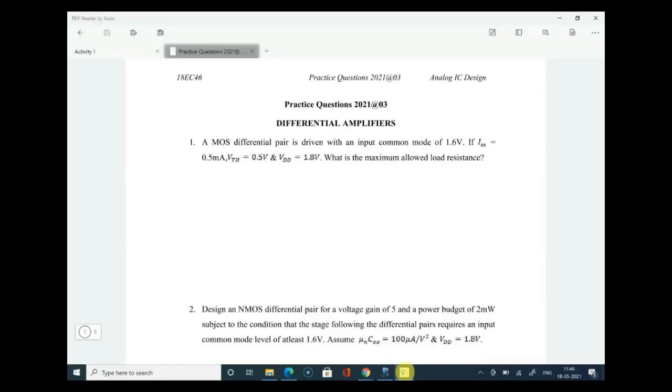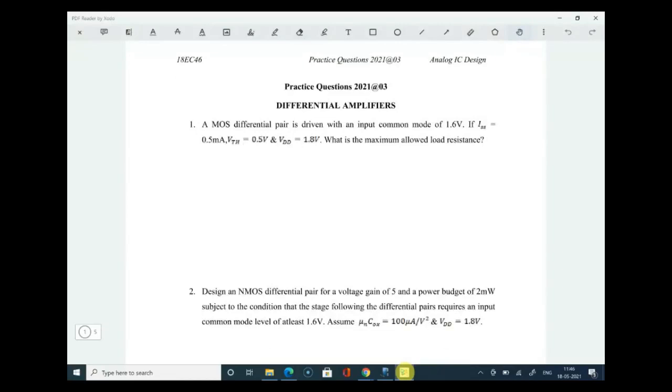Yashita, can you unmute? Yes, sir. Can you tell me how you got the resistance value as 2.8K? From the range of ICMR, it should be the maximum load resistance. So ICMR should be less than VDD minus ISS R by 2 plus VT. Very good. Further, how will you solve it?